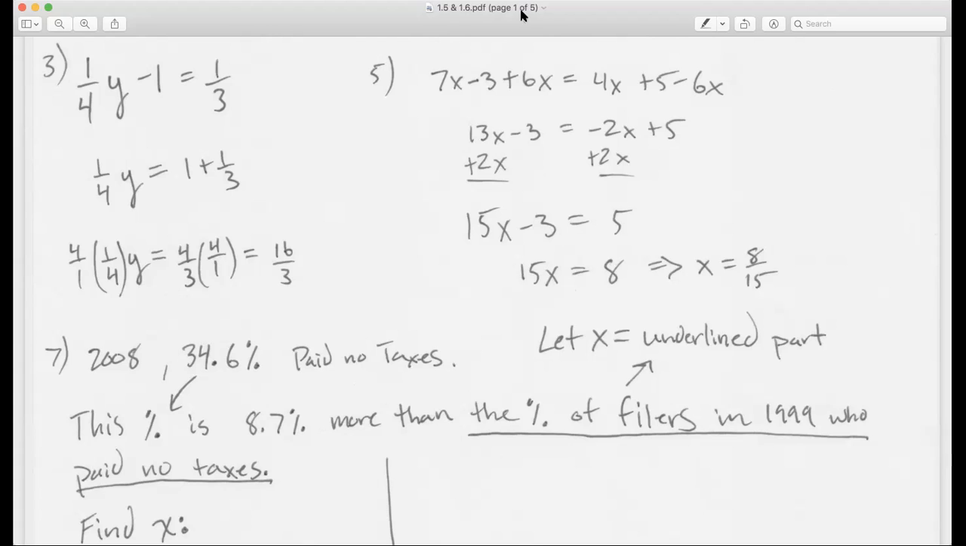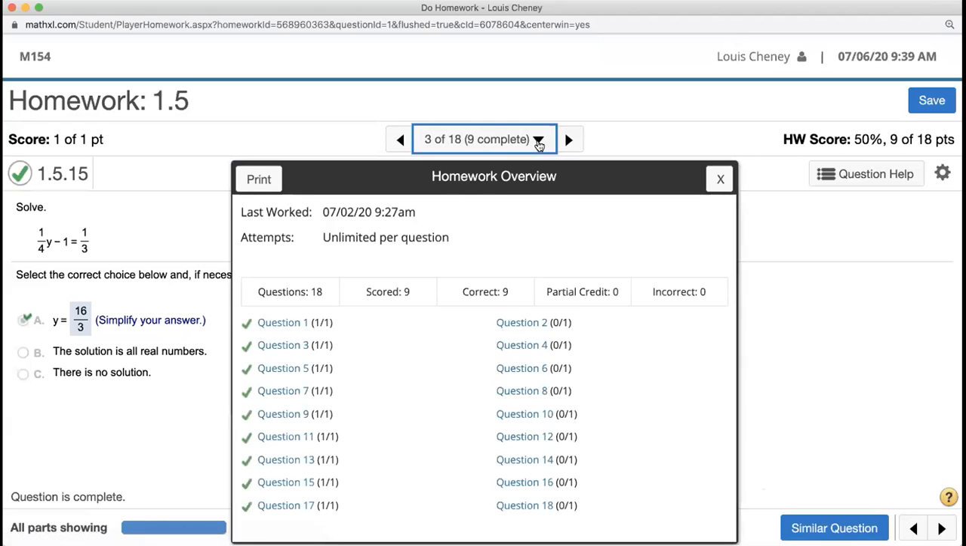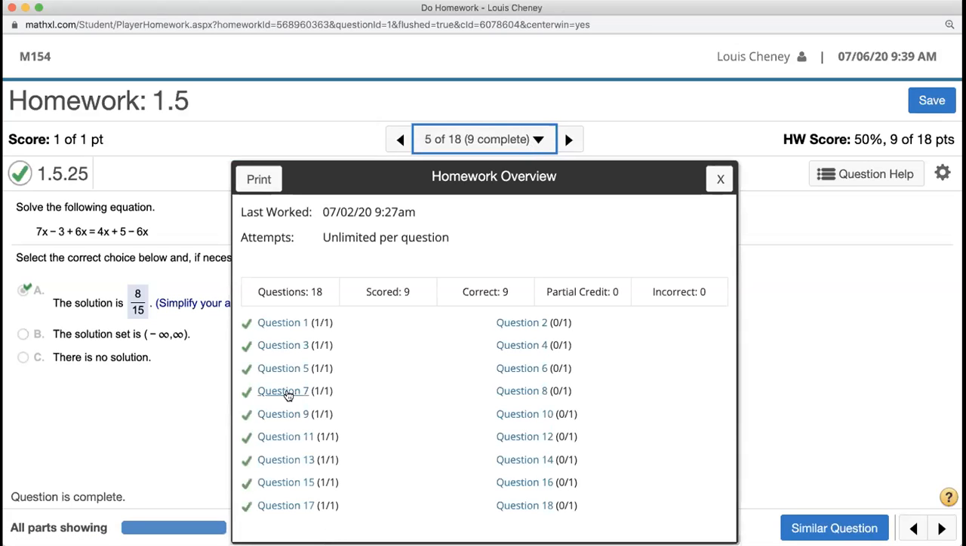Let's go back to the 1/5. Okay, so that's how I got the answer for 3. And here's the answer for 5. Okay, this is the one I just explained to you. Now let's go to number 7.